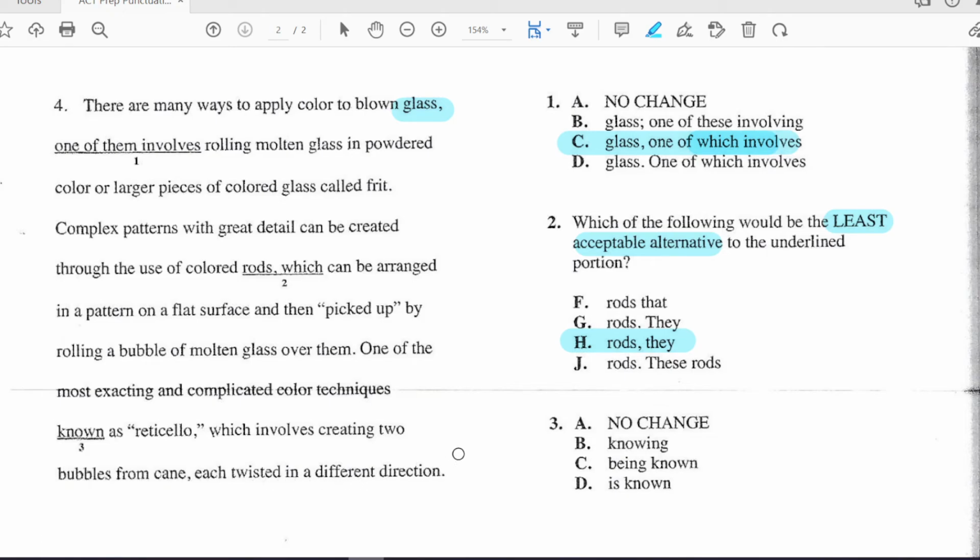One of the most exacting and complicated color techniques known as reticello, which involves creating 2 bubbles from cane, each twisting in a different direction. So this one, the sentence just doesn't have a verb. It wants us to think that known is the verb, but it's not. Because one of the most exacting and complicated color techniques, knowing as reticello, doesn't make sense. One of the most exacting and complicated color techniques being known as reticello, that doesn't make sense. One of the most exacting and complicated color techniques is known as reticello.